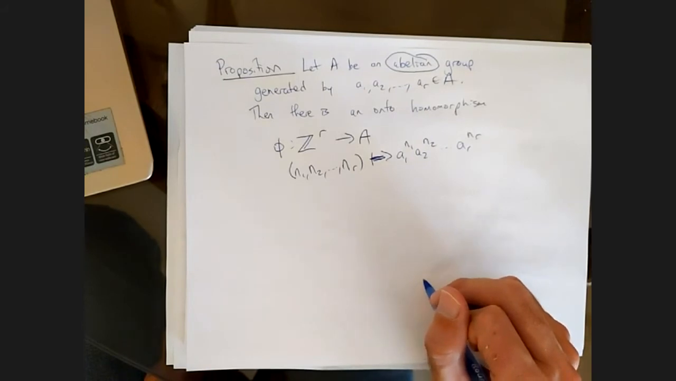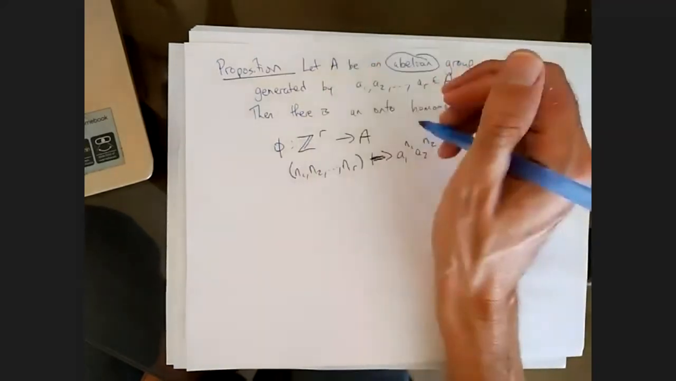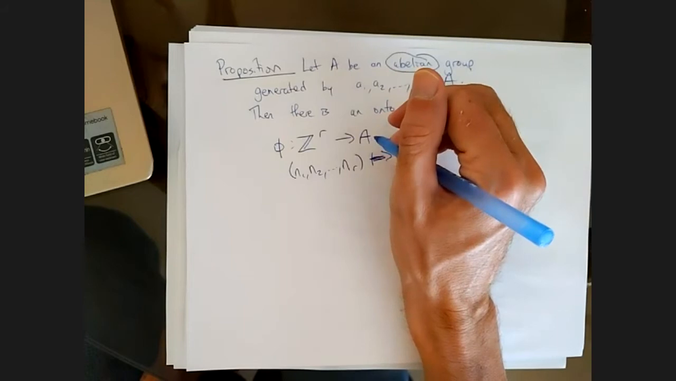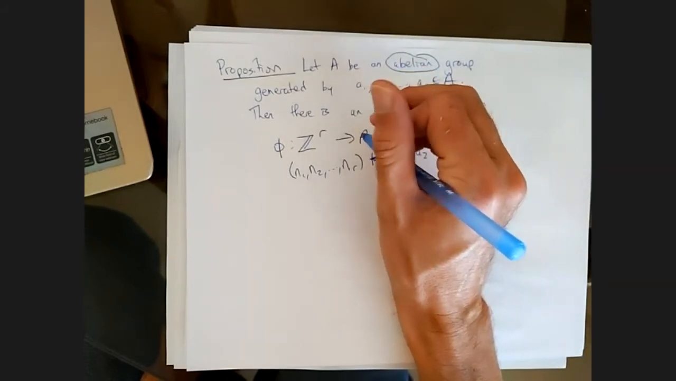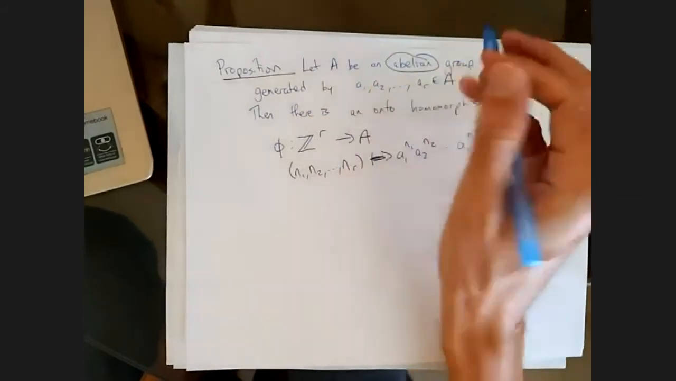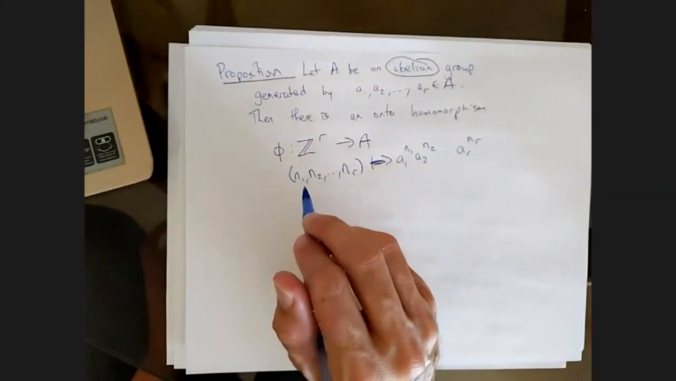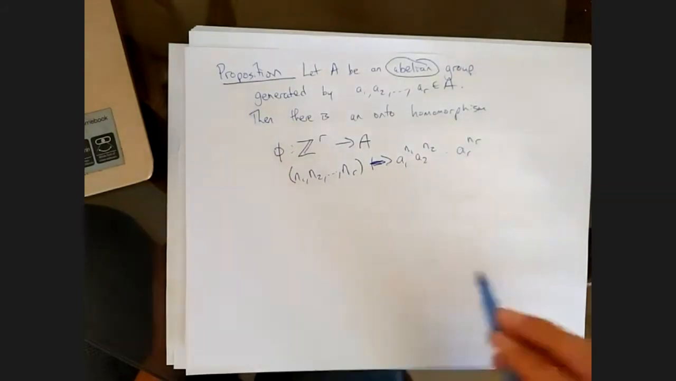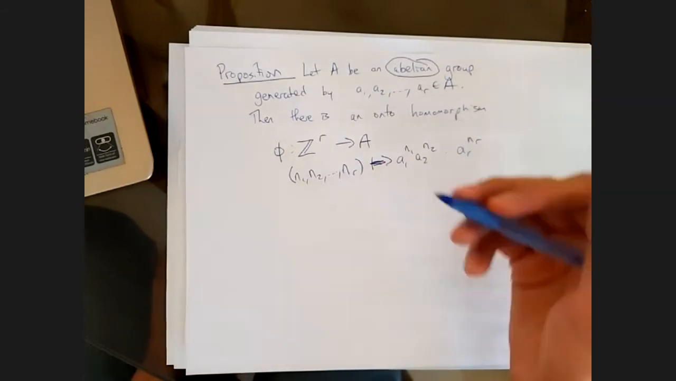So we have an onto homomorphism from Z^r to A. If this was linear algebra, this would actually be an isomorphism, but it's not exactly. This homomorphism is not necessarily one-to-one. And how much is it not one-to-one? Well, we have a theorem to tell us this.